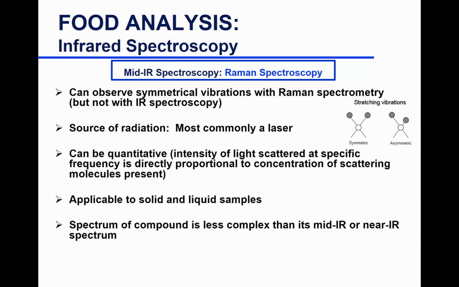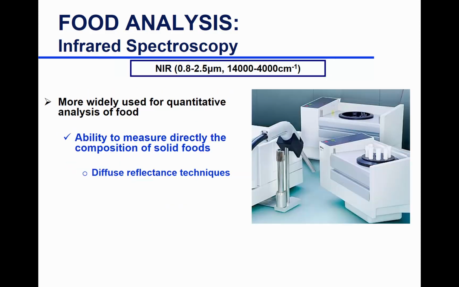The source of radiation is a laser, and you can do quantitation because the amount of light scattered is proportional to the concentration of the scattering molecule. So you can do quantification. It's applicable to solid and liquid, as I said, because water is not a problem in this spectroscopy. It won't absorb or scatter light in that way. And the spectrum that you obtain is less complex and more specific.